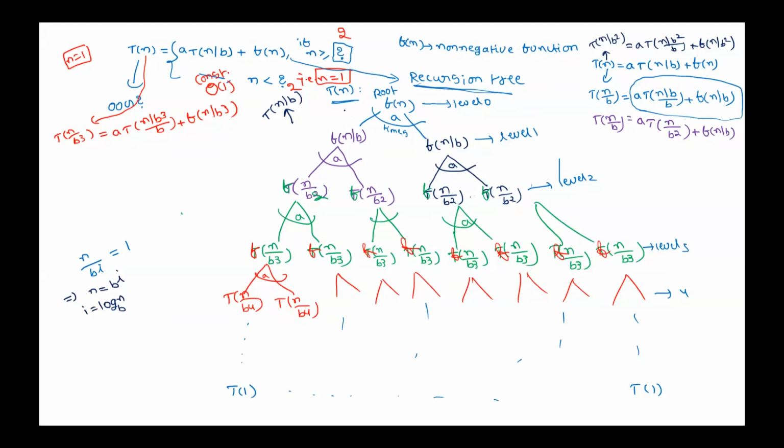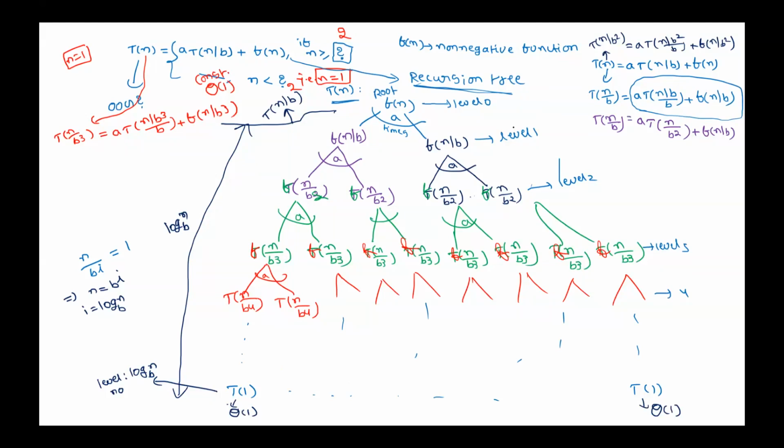So after going for log n base b number of levels, that is level number log n base b, we get to T of 1, T of 1, T of 1. T of 1 means what? It is a constant. Constant means we can call it theta of 1. Constant is the same as theta of 1.